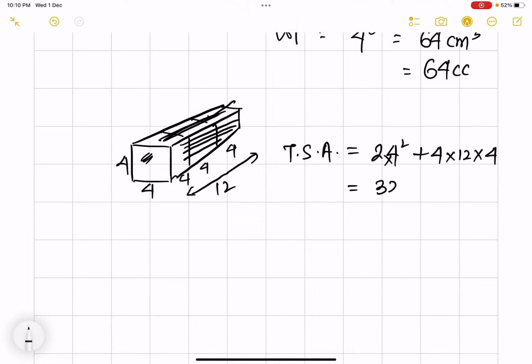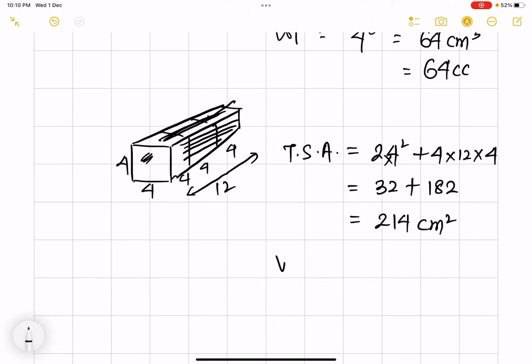16 2s are 32, plus this: 4 4s are 16, 16 into 12. So 160 plus 32, it's 182. Add these two and you will have 214 centimeters square.